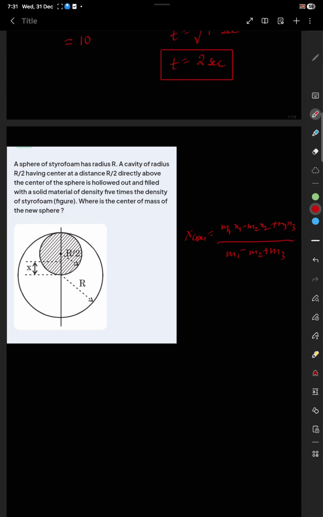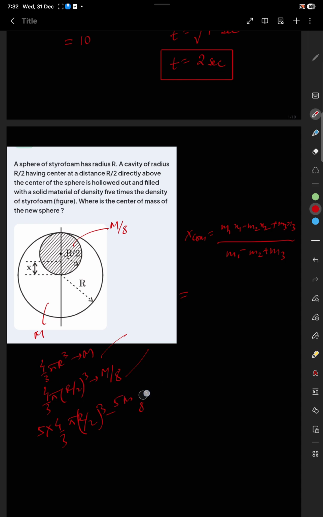So this m1 x1, this is total mass, if this is m, let's say, so the removed portion should have mass m by 8, because this is a uniform sphere. So as this total volume is 4 by 3 pi r cube, for this mass is m. For 4 by 3 pi (r by 2) cube, mass will be m by 8. So for this portion, if the density is increased to 5 times, that will be 5m by 8. So m1 will be m, m2 will be m by 8, and m3, as the density is 5 times, will be 5m by 8.